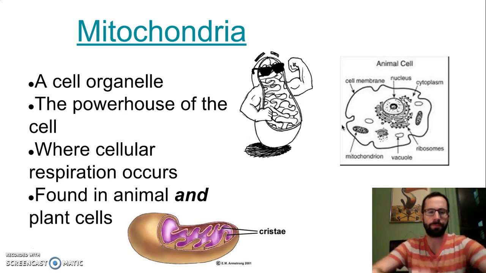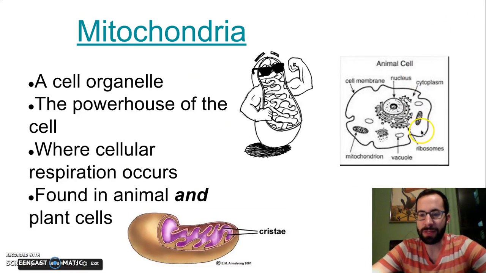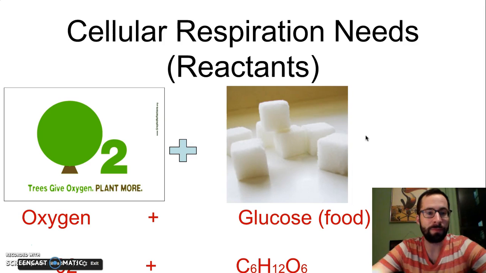That organelle is the mitochondria. That is where cellular respiration takes place. It is a cell organelle. It's a working part of the cell and is found in both animal cells and plant cells. So you can see that this is where mitochondria is, right here inside of a cell. And this is what they look like. Sometimes I say they look like a hot dog with mustard on them.